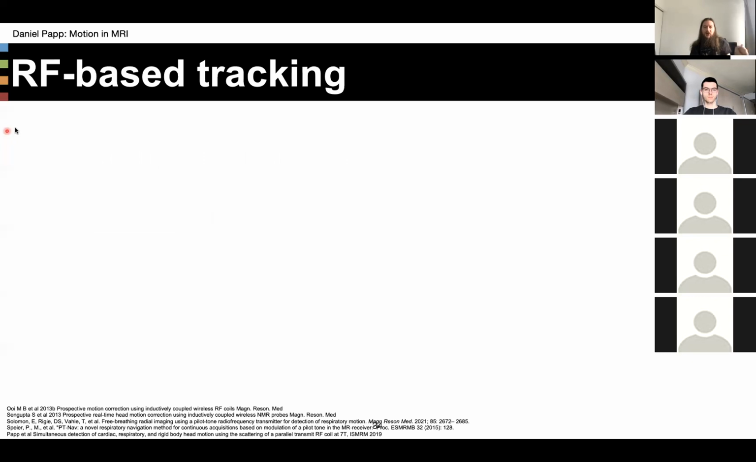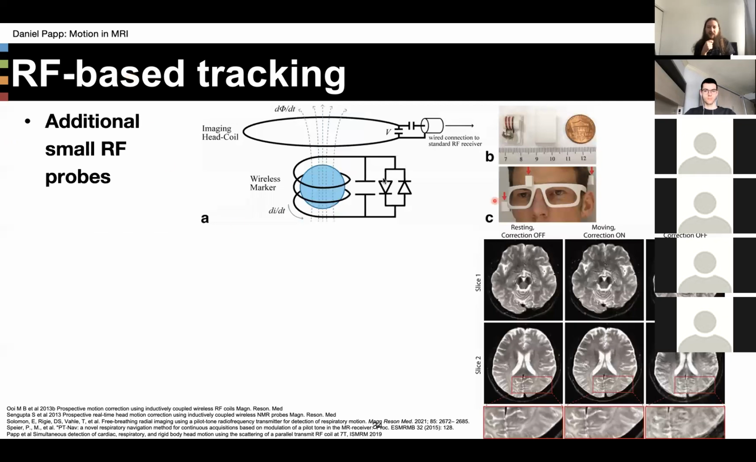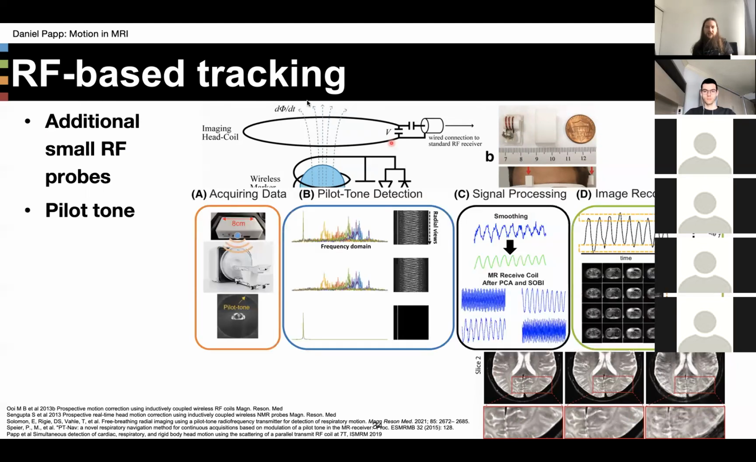Lastly, I want to talk about RF-based tracking. This is when you, for example, have an additional set of small pickup coils that will generate you some signal. And there's, I think, two or three groups working on this. So these are additional RF probes, and you can improve your image quality using that.